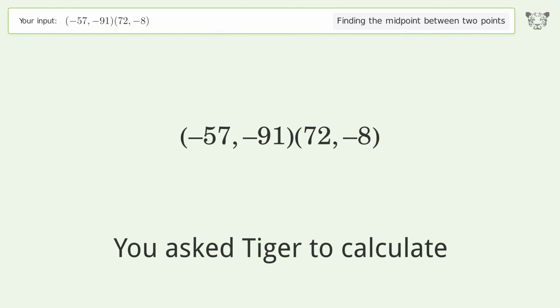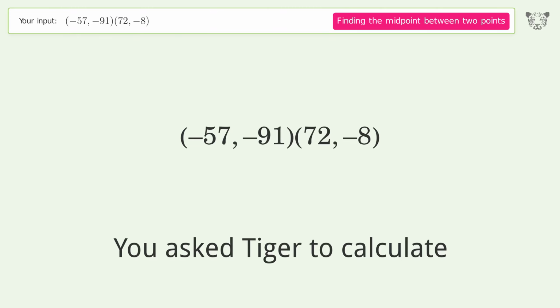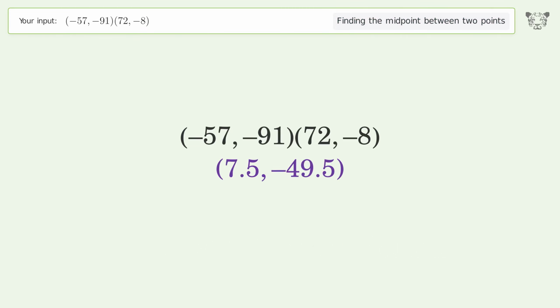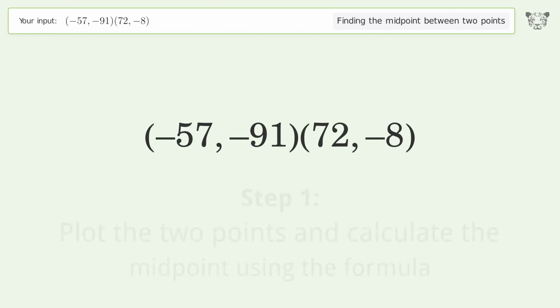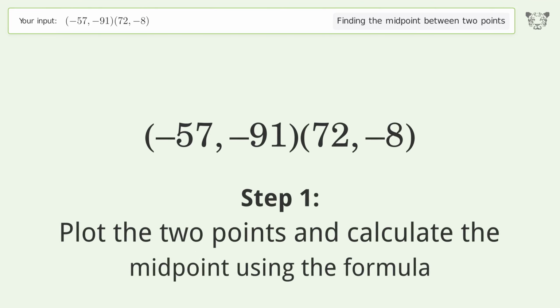You ask Tiger to calculate. This deals with finding the midpoint between 2 points. The midpoint between the 2 points is 7.5, negative 49.5. Let's solve it step by step. Plot the 2 points and calculate the midpoint using the formula.